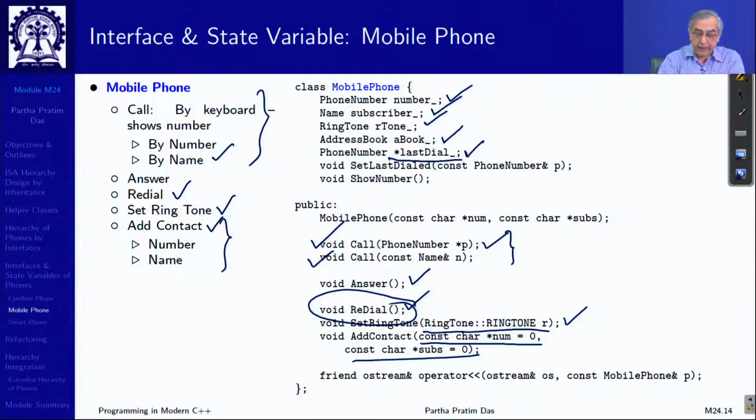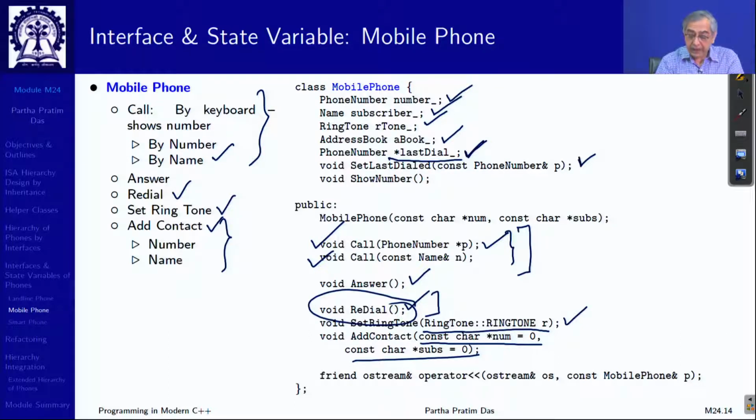If I have to keep track of the last dial, I also need a member function to set this value, right. And this member function is not on my interface. This should get automatically set when I am doing a call or when I am doing a redial, and I do not want the users to be able to come in and set a number, because it is based on the internal functionality of the mobile phone.